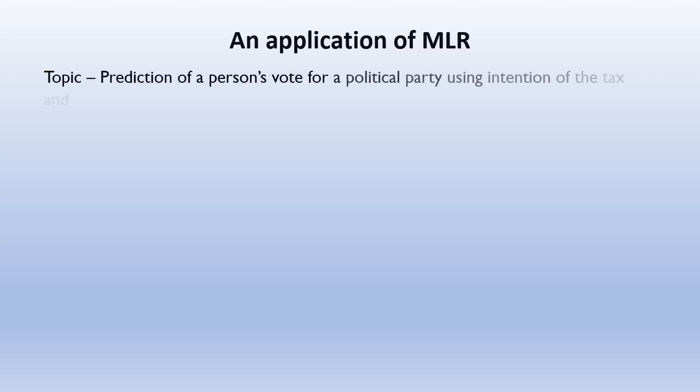Let's move on to a simple example which uses multinomial logistic regression. The problem is that a researcher wanted to understand whether the political party a person votes for can be predicted using the person's intention regarding tax and their income. The variables of the study are as follows.